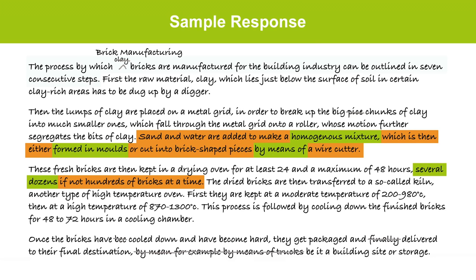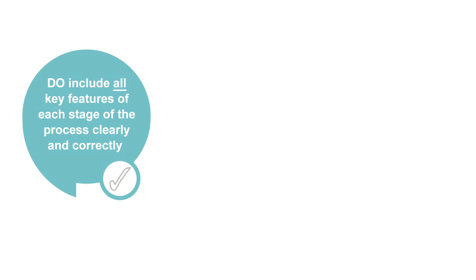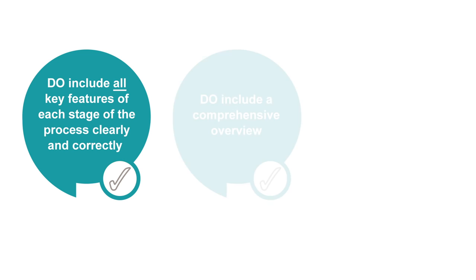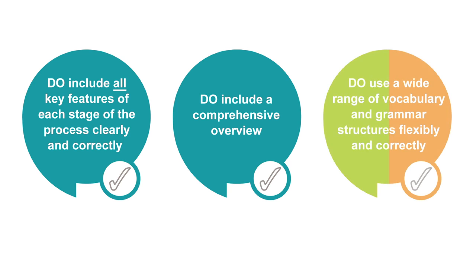There are a few small mistakes, but they are so minor that a band 9 was still given. To work towards achieving a band 9 for writing task 1, remember to include all key features of each stage of the process clearly and correctly, include a comprehensive overview, and use a wide range of vocabulary and grammar structures flexibly and correctly.